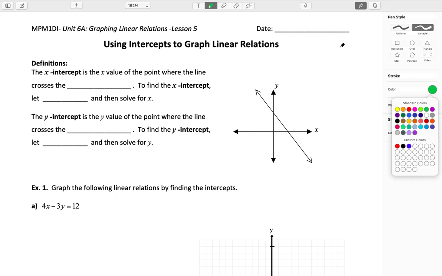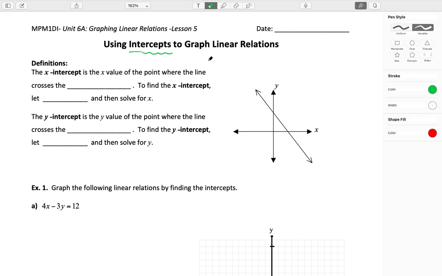Today we are doing lesson number 5, and we are going to use intercepts, x and y, to graph linear relations. First of all, we want to clarify what the intercepts are. Specifically, the x-intercept is an x value where the line crosses the x-axis. So to find the x-intercept, you have to let y equal 0.